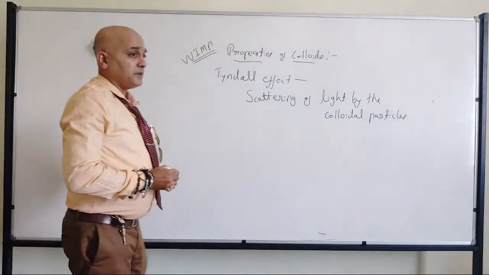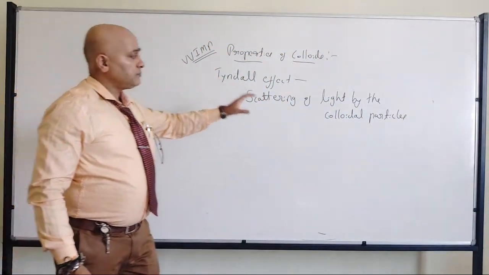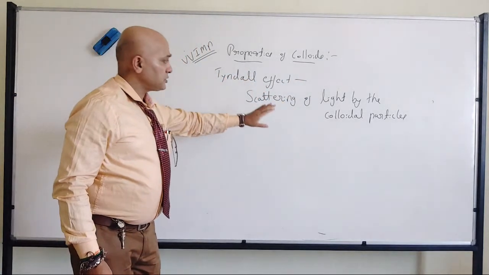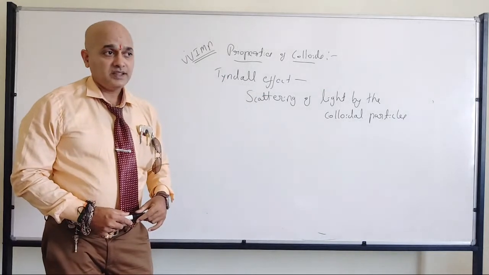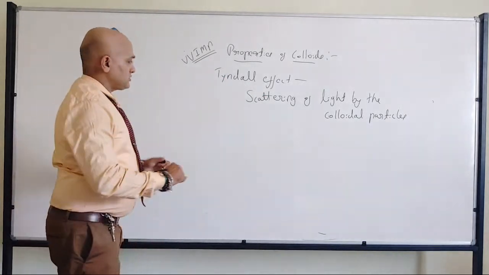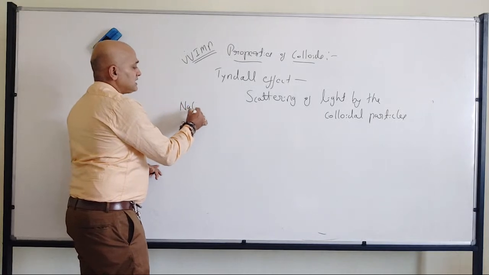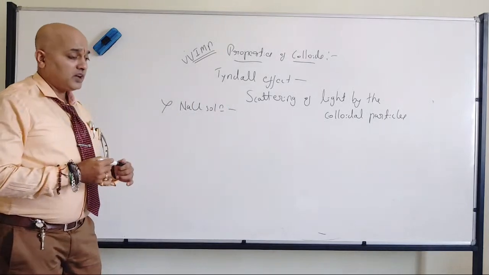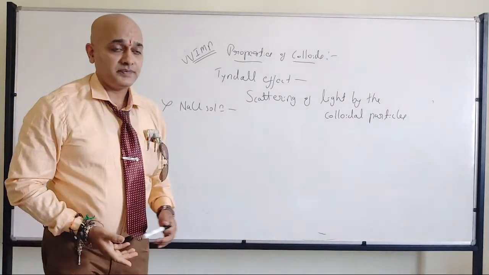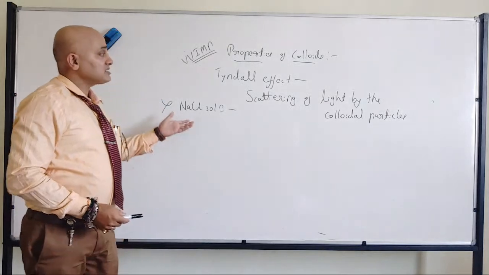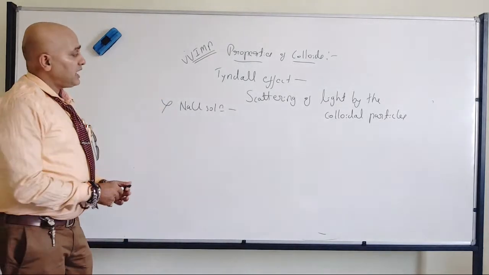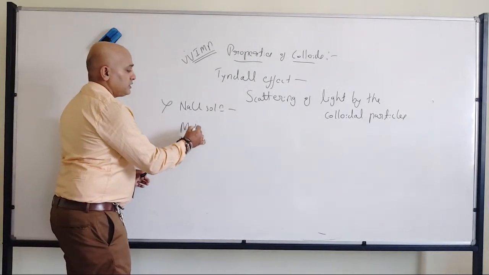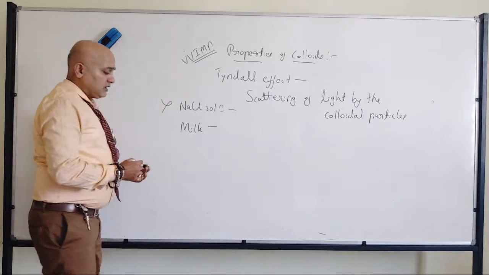Now it's very simple. Colloidal particles are the only ones which can show the Tyndall effect, because they are the only ones which can scatter the light. Much smaller particles, like in NaCl solution, cannot show the Tyndall effect because the particles are very small. They cannot scatter the light. But when I am talking about milk, yes, milk can show the Tyndall effect.